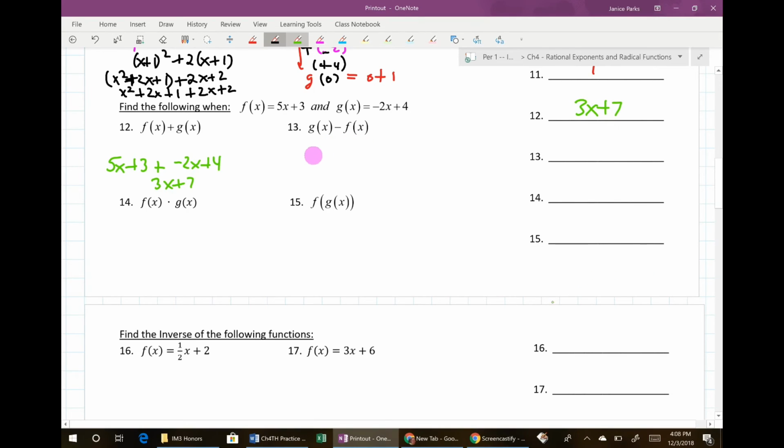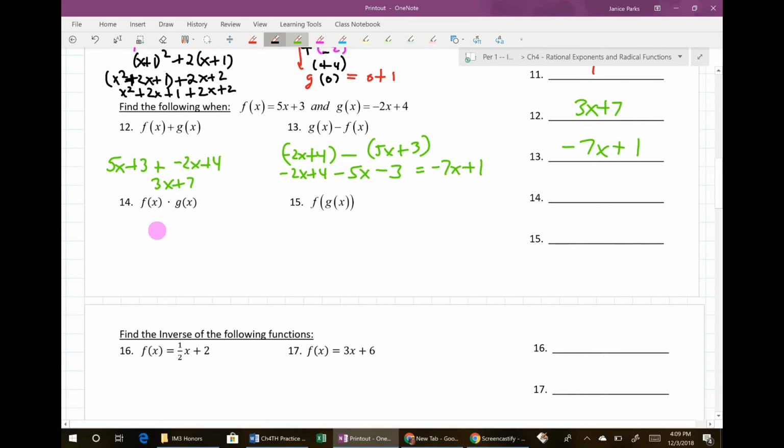G of x minus f of x is going to be negative 2x plus 4 minus f of x, so minus 5x plus 3. You have to distribute the minus sign, so that gives you negative 7x plus 1.